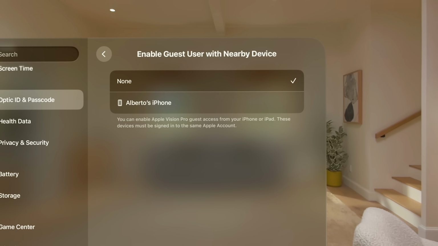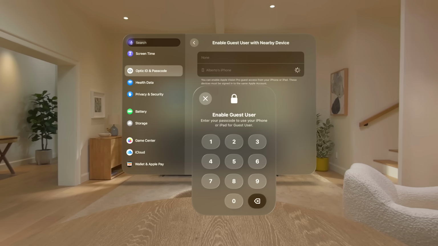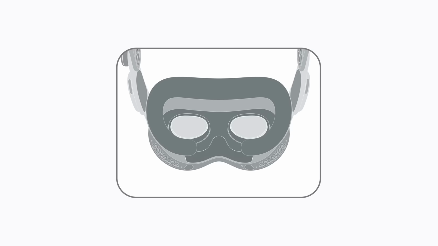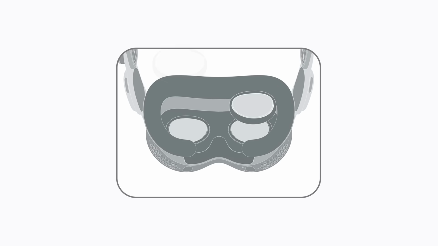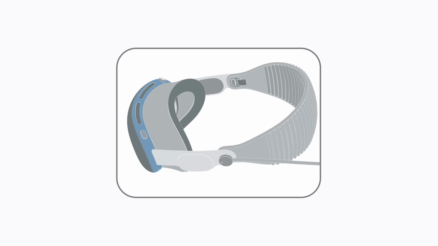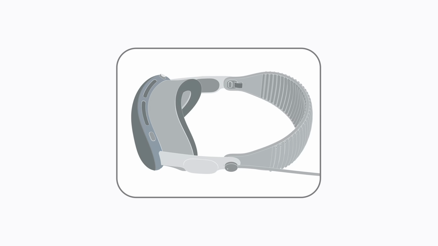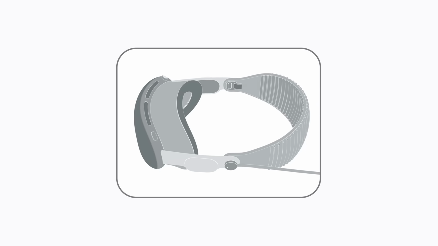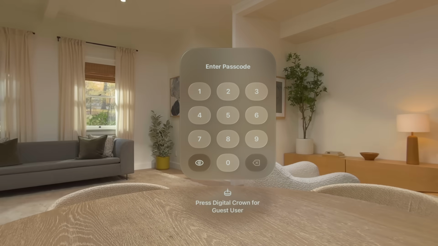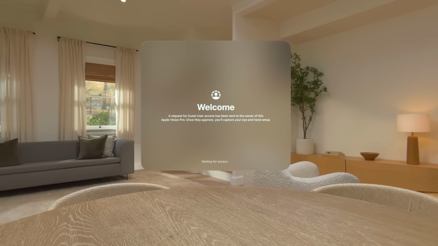We'll choose our iPhone. Enter your Apple Vision Pro passcode again when prompted, and you're ready to start Guest User. If you use Zeiss optical inserts with your Apple Vision Pro, remove them before you hand the device to your guest. Remind them to hold Apple Vision Pro by the frame while putting it on, and to keep the battery close by. When they're ready, they can press the digital crown to begin guest user setup.